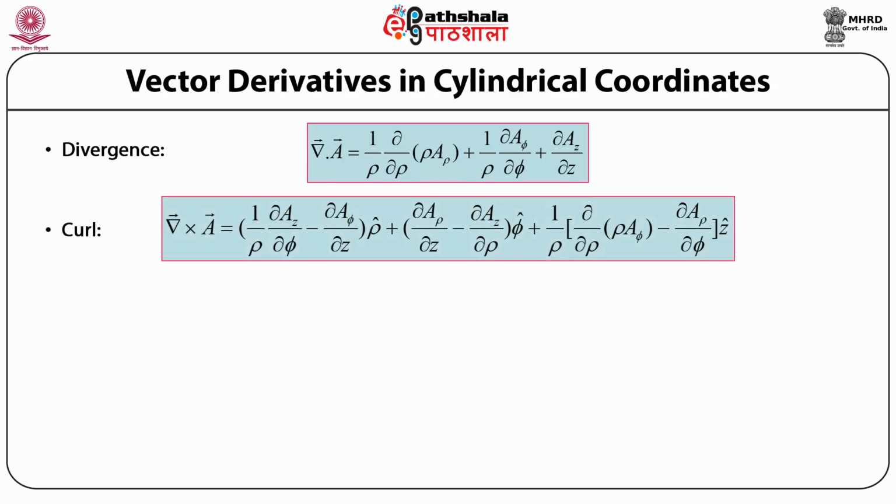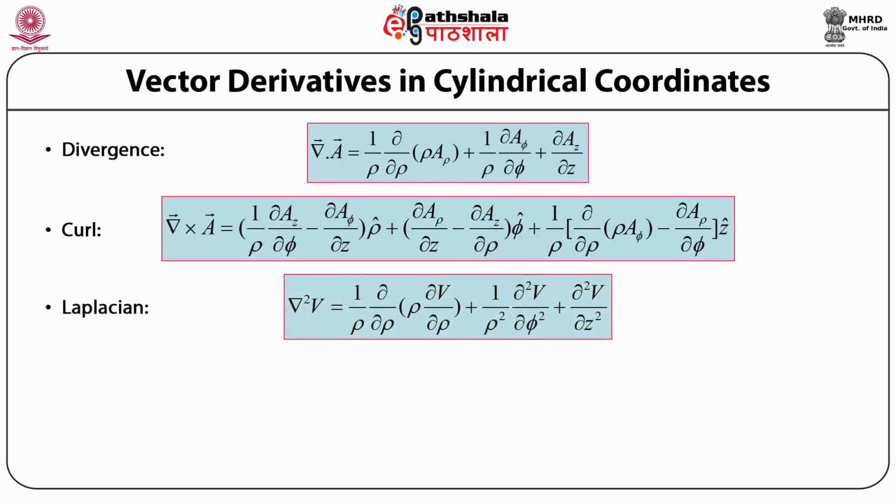Similarly, we can define the curl of the vector quantity A as curl of vector A is equal to (1 by rho times del A subscript z by del phi minus del A subscript phi by del z) times unit vector rho plus (del A subscript rho by del z minus del A subscript z by del rho) times unit vector phi plus 1 by rho times (del by del rho of (rho times A subscript phi) minus del A subscript rho by del phi) times unit vector z.